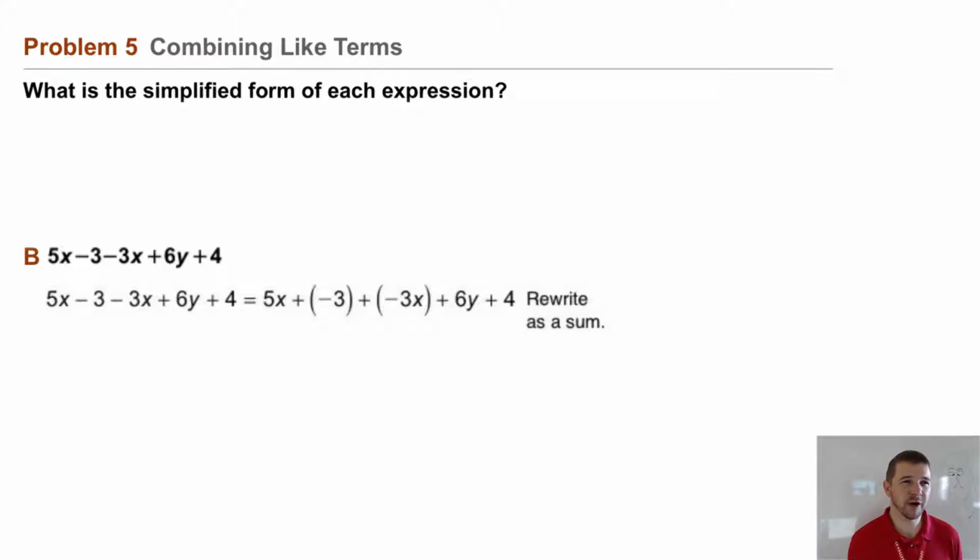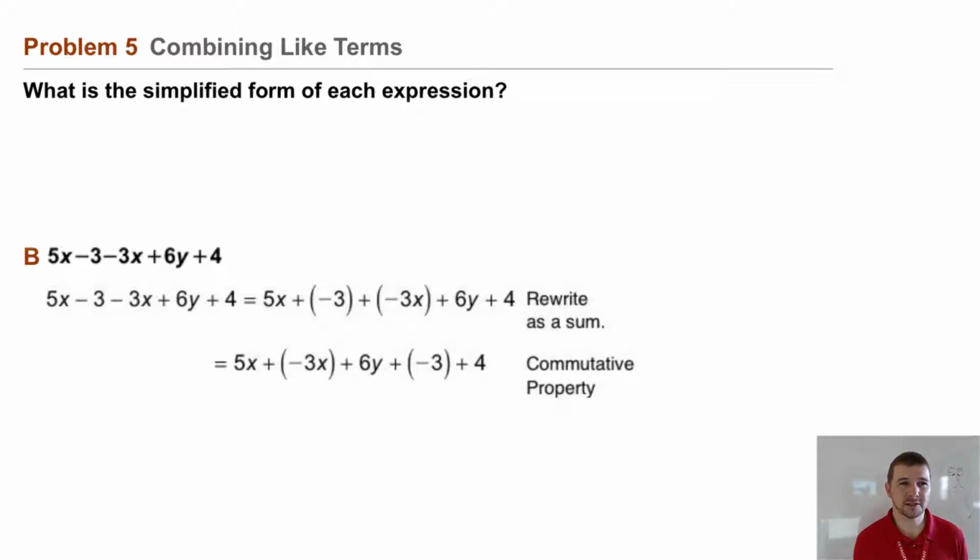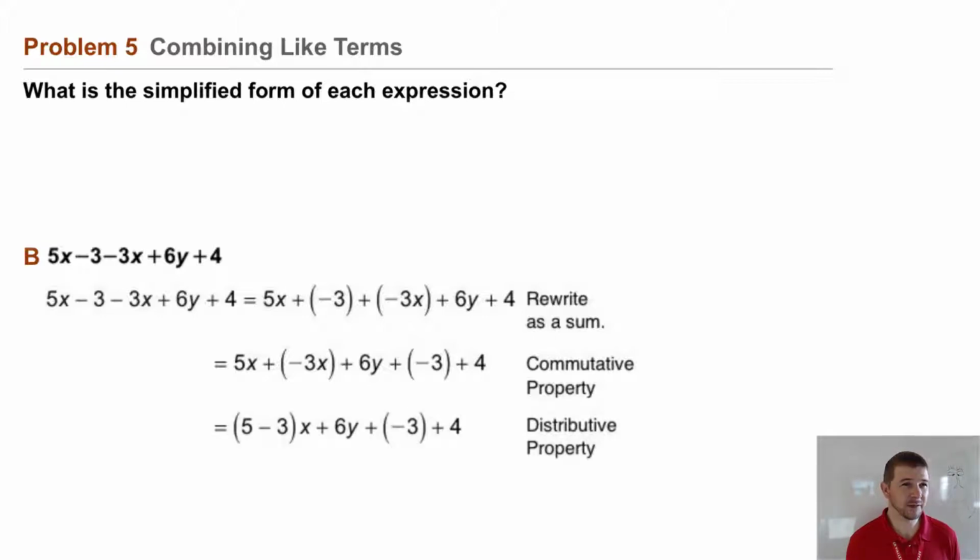Then we use the commutative property to rearrange terms and get like terms closer to one another. 5x plus negative 3x plus 6y plus negative 3 plus 4. And then the distributive property, 5 minus 3 times x plus 6y plus negative 3 plus 4. And finally simplify. 2x plus 6y plus 1.